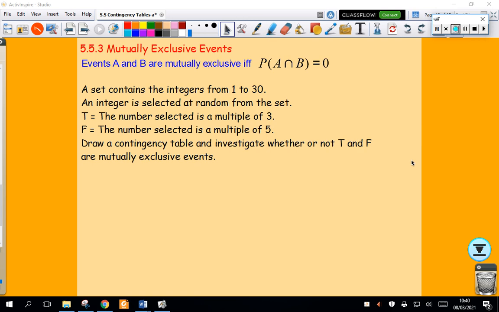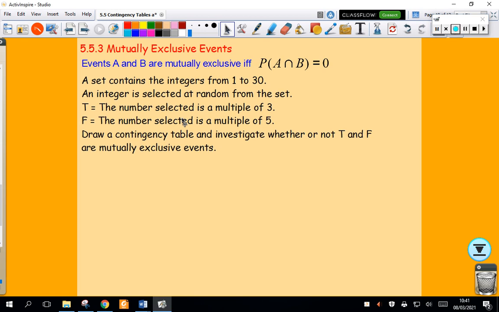Okay, in this lesson I'm going to look at what we call mutually exclusive events. We say that events A and B are mutually exclusive if and only if the probability of A intersection B is 0. So what does that mean? Well, they cannot both happen together. So let's have a look at an example here.